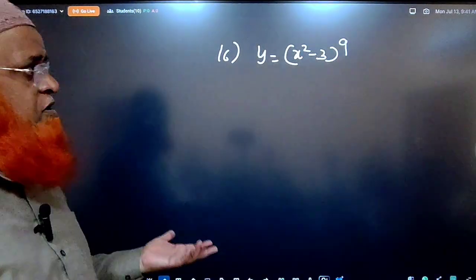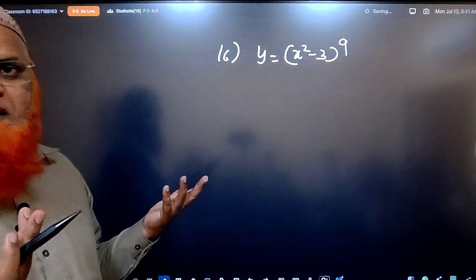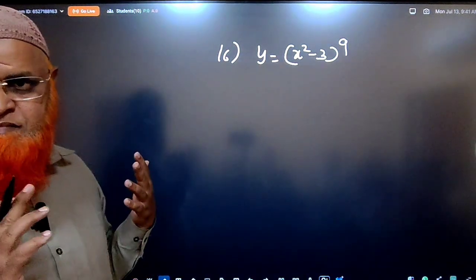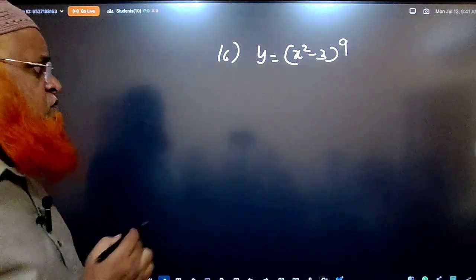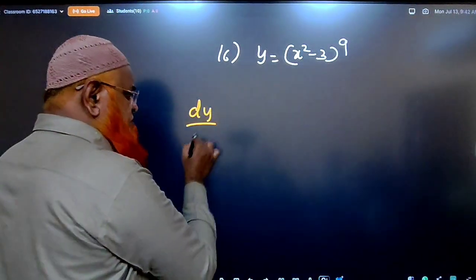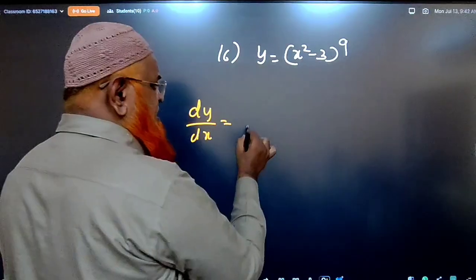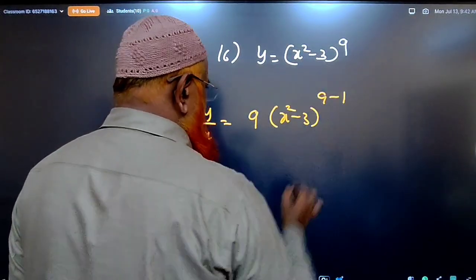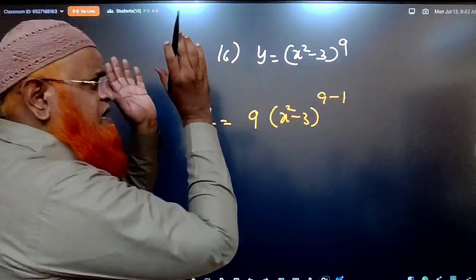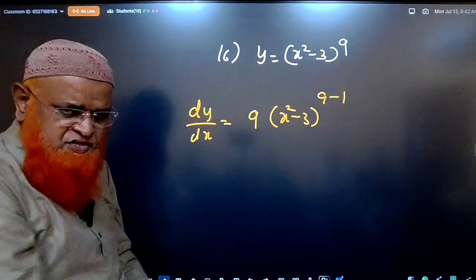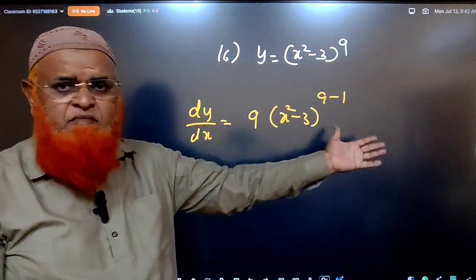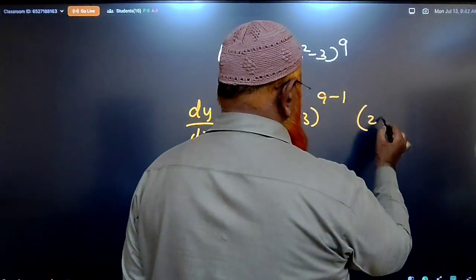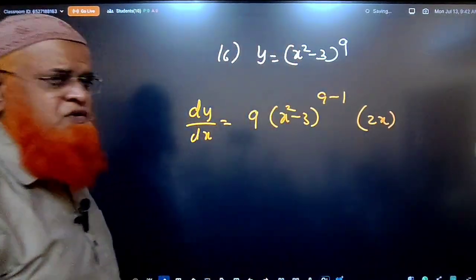How can you do this type of problem now? If the power is 9, we don't know the formula for it. This type of formula does not exist. Power of 9. So what will you do now? Dy by dx is going to be power 9, x square minus 3 to the n minus 1, n x power of n minus 1. This total term is imagined to be x now. Again inner layer if you do, you will be getting how much? Just 2x, that's it. Understood?